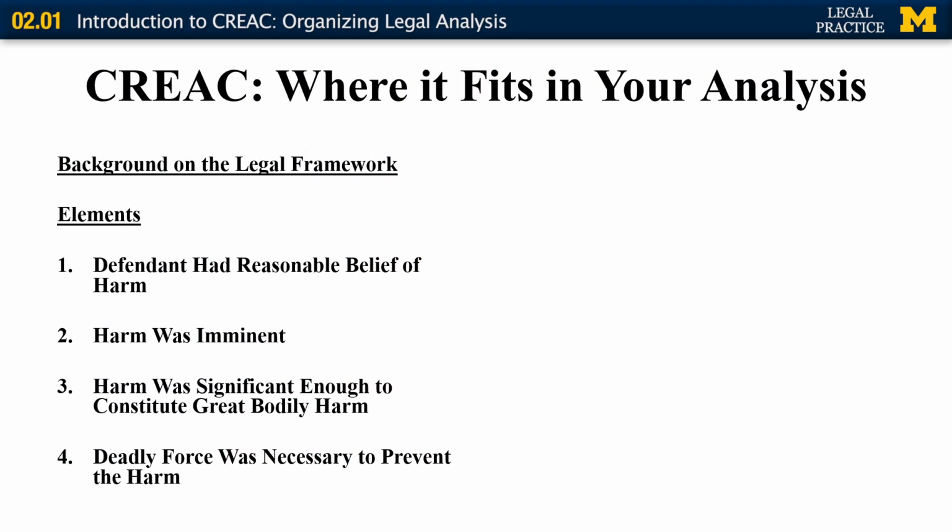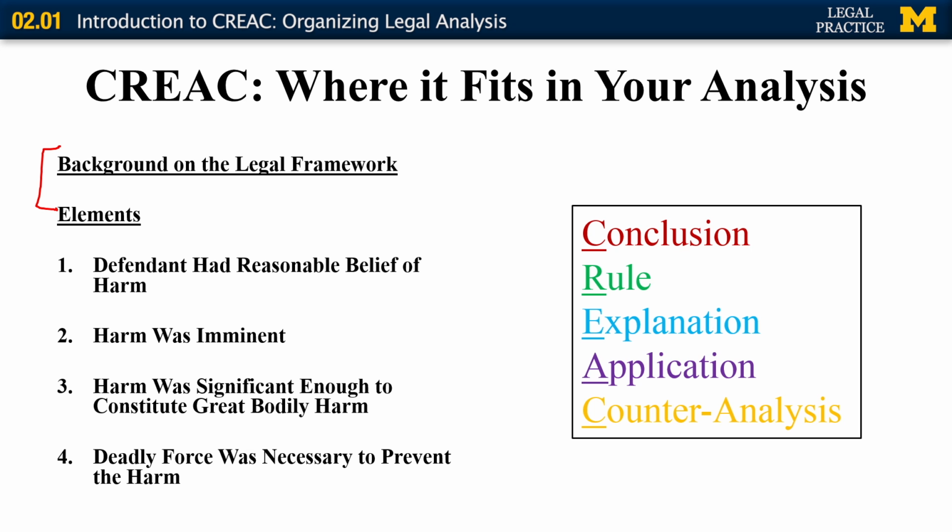If we were writing a memo, we would first have an introductory section where we would provide a brief overview of what those legal elements are. That's what I'm calling the background on the legal framework. Now, we're not going to worry too much about that today. We'll save discussion of that background section for another day. Right now, I want to focus on the individual legal elements that Julia Livingston has to establish.